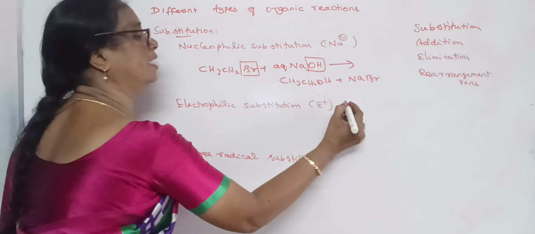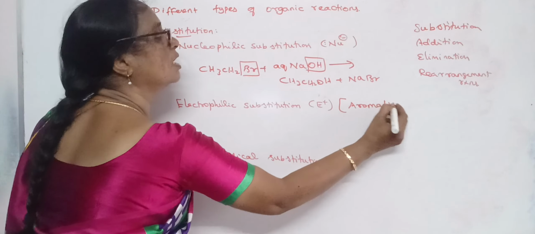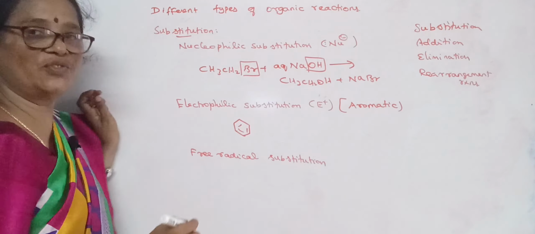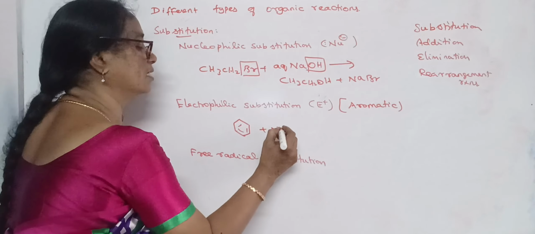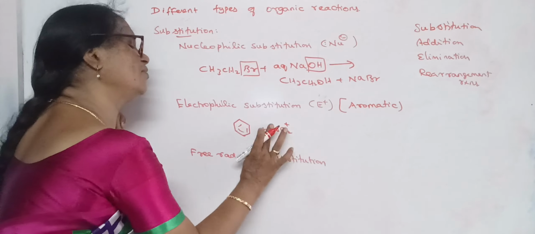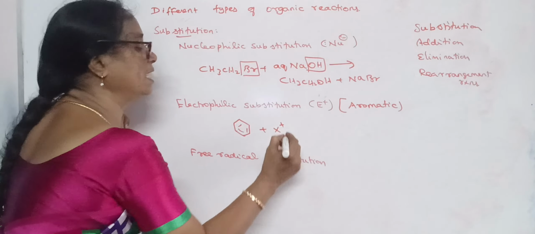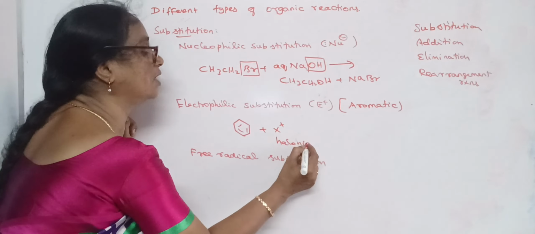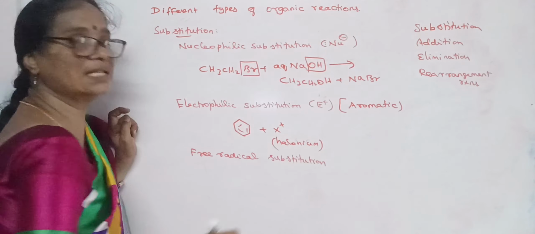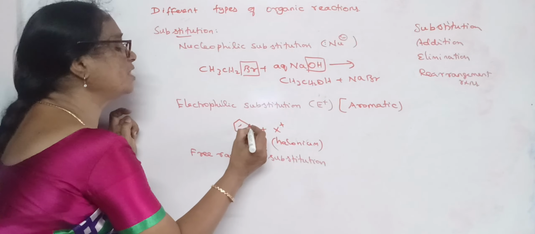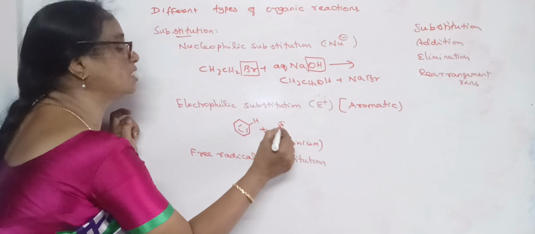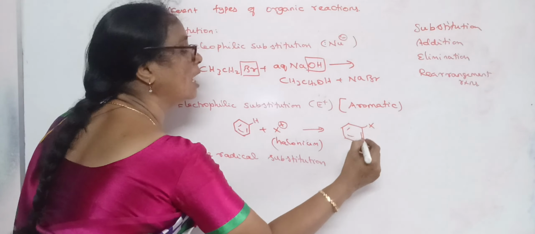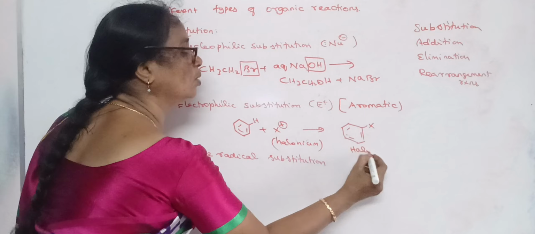It is usually carried out in aromatic compounds. So let us see benzene. Benzene undergoes electrophilic substitution, such as nitration, with the nitronium ion, or even halogenation. Halogenation needs the halonium ion, that is the halogen with a positive charge. This is the halonium ion, and one of the hydrogens is replaced by this positively charged species. So we will get haloarenes, or halobenzene.